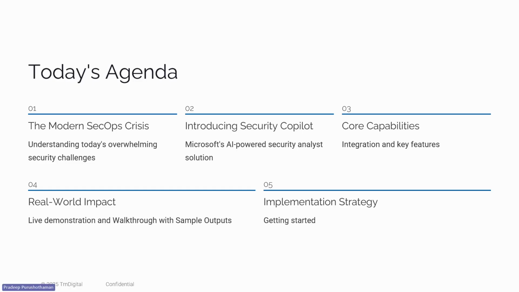And at the end, we'll go through the implementation strategy. Just to clarify, we will not be going through step-by-step instructions, but this will be an implementation strategy, to make sure you have everything that you need before you get started and what approach you would need to proceed further. So at the end of this webinar, you would have a good idea of what Security Copilot is and an approach to start implementing Security Copilot in your environment.